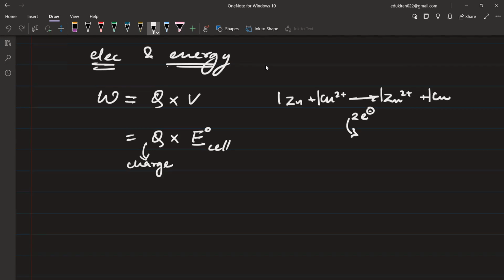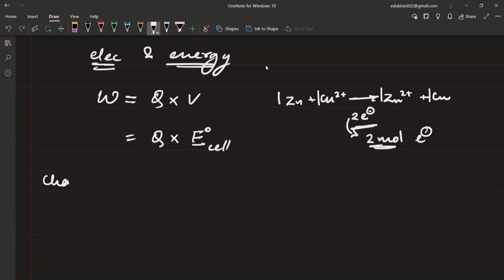So obviously this 2 electrons is rather 2 moles of electrons. Whenever we write the equation, it is read as 1 mole of zinc reacts with 1 mole of copper 2 plus to give 1 mole of zinc 2 plus and 1 mole of copper. If one zinc is giving 2 electrons, then in this whole reaction there is a transfer of 2 moles of electrons from zinc to copper. So whatever charge we write, we should take into consideration that we are moving moles of charge with each reaction.